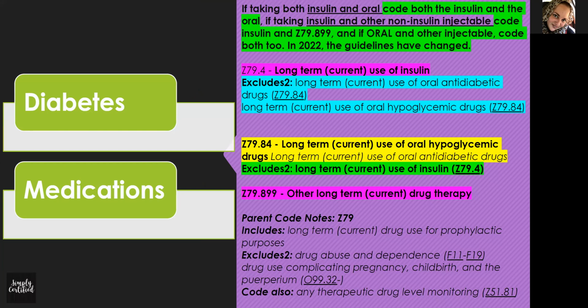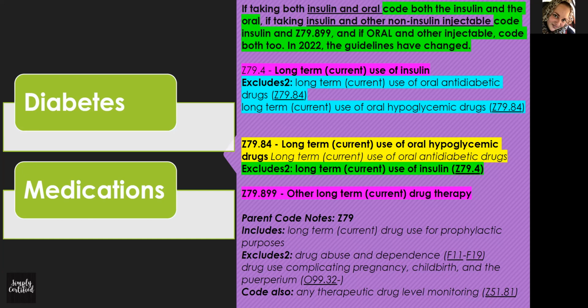I wrote again on here to remind you that in 2022, the guidelines have changed. So whatever you've burned in since the introduction of ICD-10 about these drug guidelines, please erase it from your head. It changed.